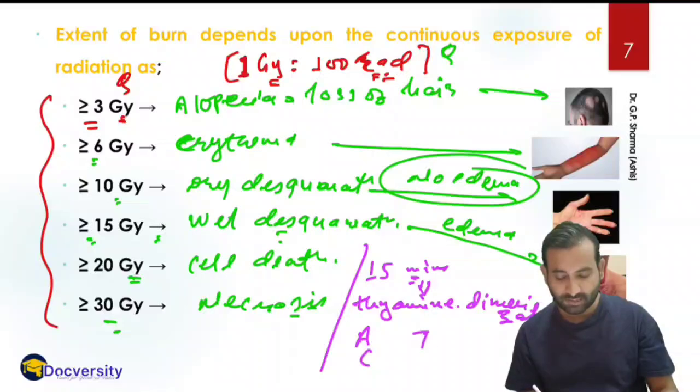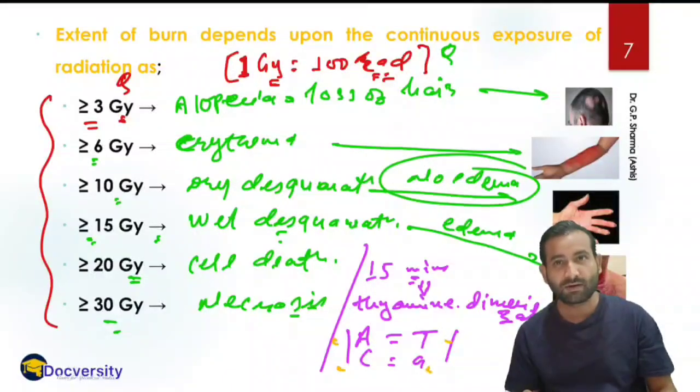ATCG, right? So we have the pairings, yes or no? In the DNA we have adenine, thymine, cytosine, and then what is this one? Guanine, right? So in this case, what happens if we expose it to this radiation for more than 15 minutes?